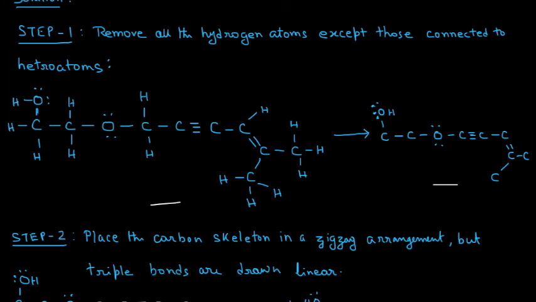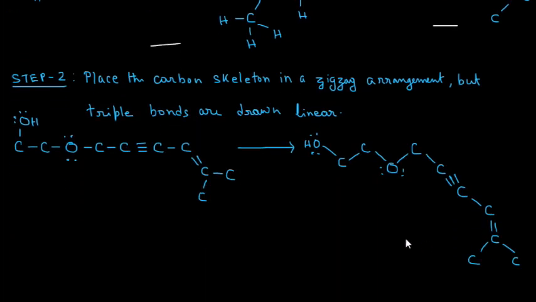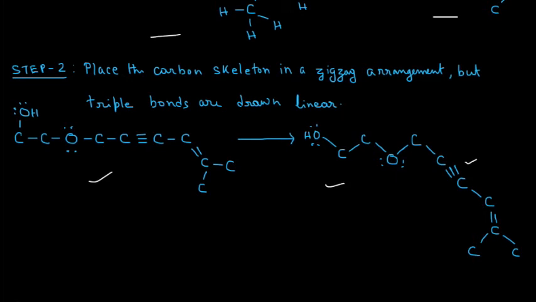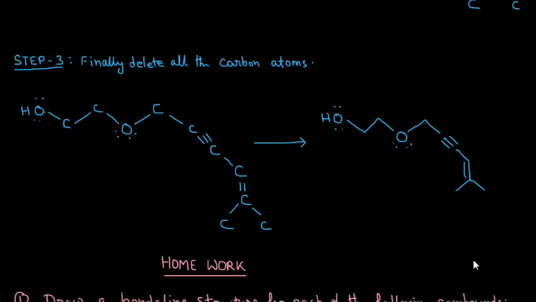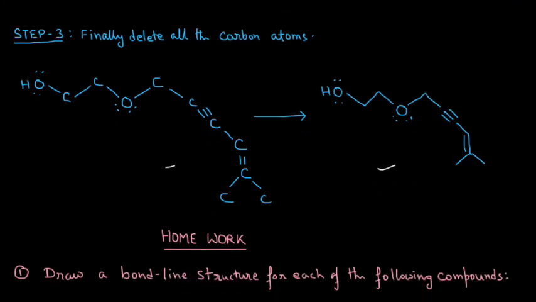Step 2 is to place the carbon skeleton in a zigzag arrangement, but triple bonds are drawn linear. So this was straight, this is zigzag, but we keep the triple bond as a straight structure. Now finally, delete all the carbon atoms. So till here we have copied this one, and finally we delete all the carbon atoms. So we got a bond line structure.